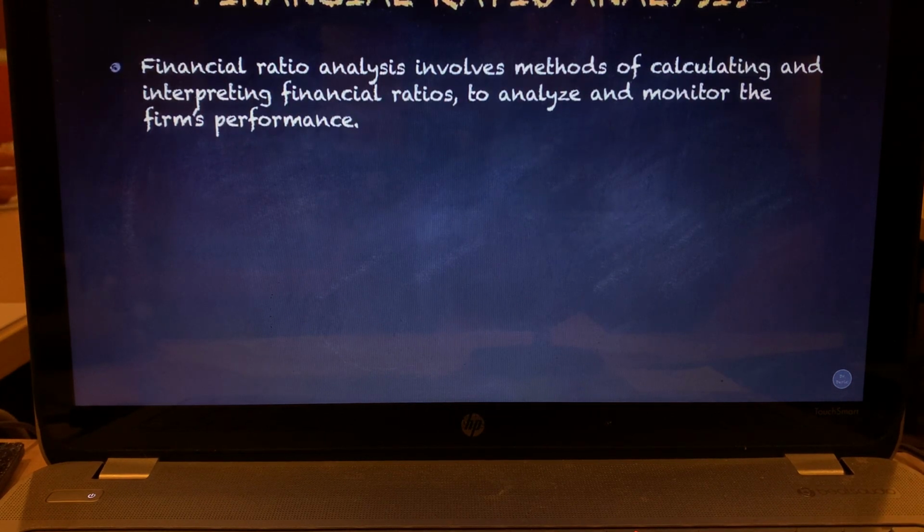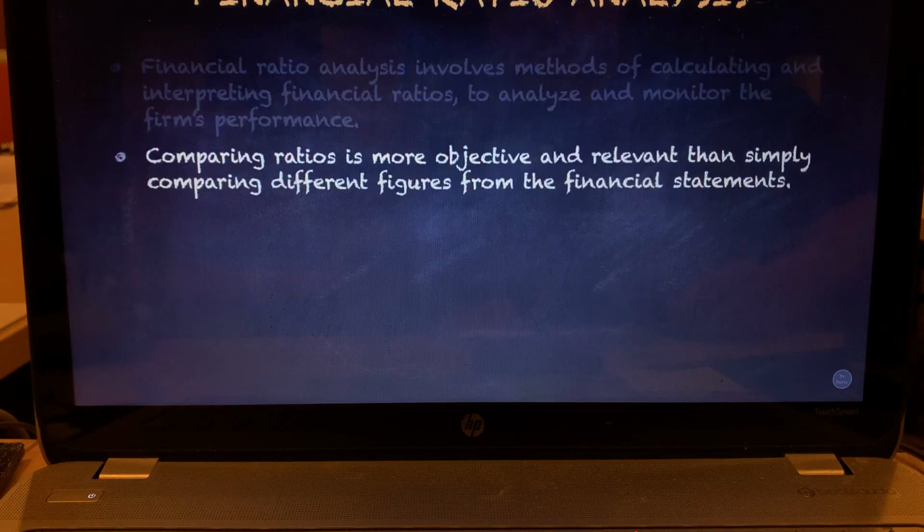In this video, I'm going to talk about financial ratio analysis. Financial ratio analysis involves methods of calculating and interpreting financial ratios, and this is to analyze and monitor the firm's performance. Management is concerned with all aspects of the firm's financial situation, and it attempts to produce financial ratios that will be considered favorable by both owners and creditors. Comparing ratios is more objective and relevant than simply comparing different figures from the financial statements.